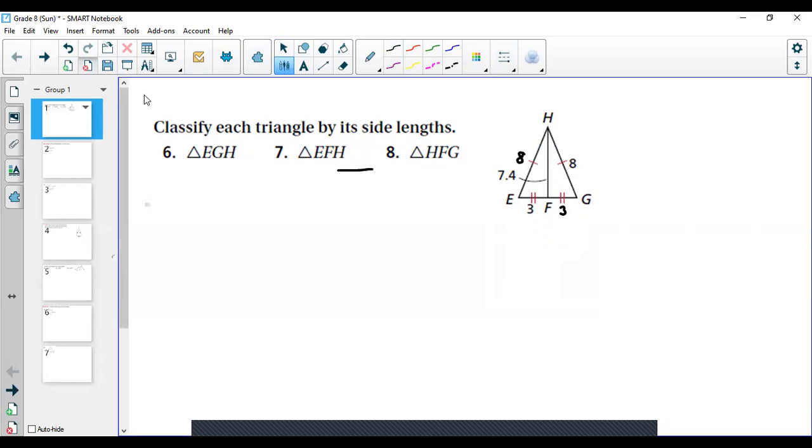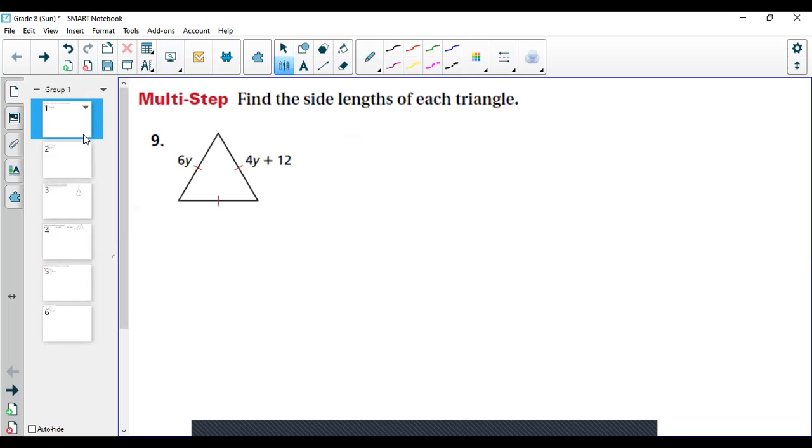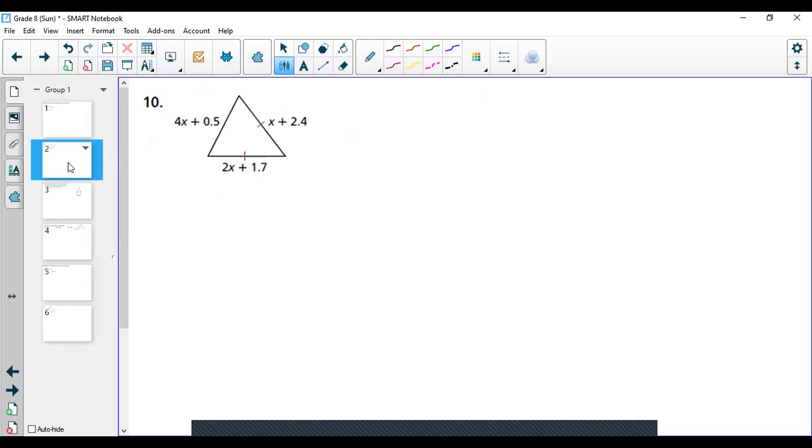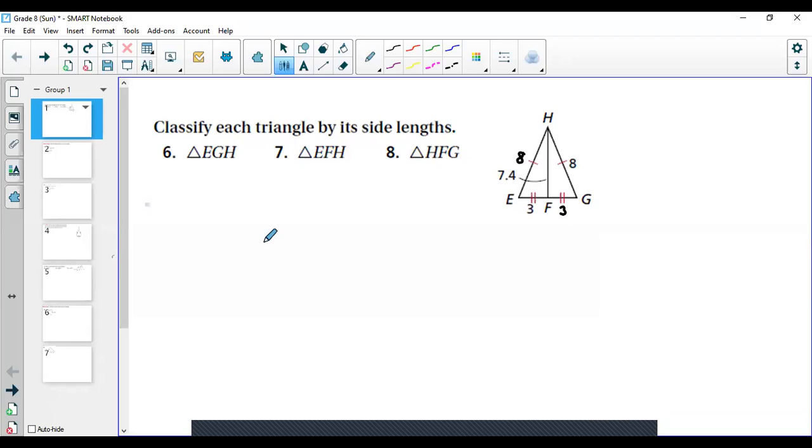Okay, classify each triangle by its side lengths. All right, triangle EGH, so the complete triangle. They are asking to classify the complete triangle. So we know the length of E to H is 8 and H to G is 8 also. So two sides are 8 and 8. And what about this base here? This is going to be 3 plus 3, because from here to here it's 3, from here to here it's 3. So that makes it a 6. So if any triangle has two equal sides, that makes that an isosceles triangle.